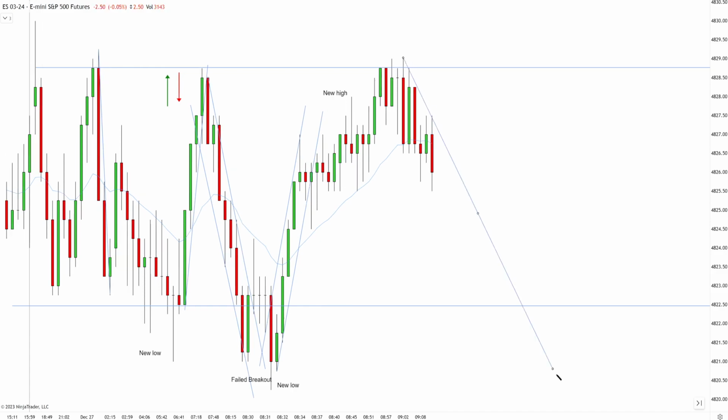Now I'm going to redraw a short and downtrend working lower. As you can see, we have a micro double top, which resets the count, and I have a lower high right here.